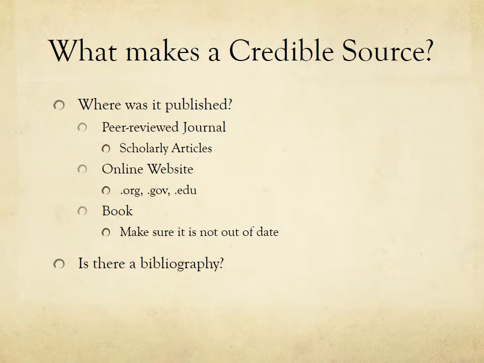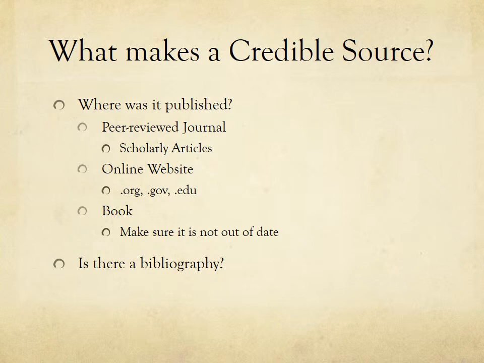So, what makes a credible source? First, we want to look at where it was published. If it was published in a peer-reviewed journal, which means it is a scholarly article, it tends to be credible. This means that someone who is at the same level or above the author has looked at it and deemed it credible for the website and/or organization it was posted.